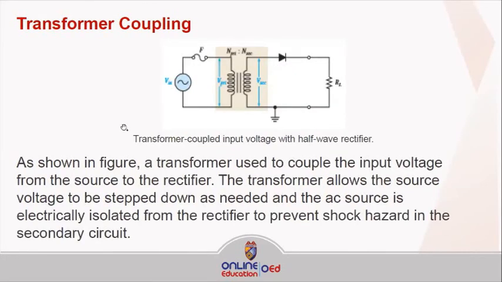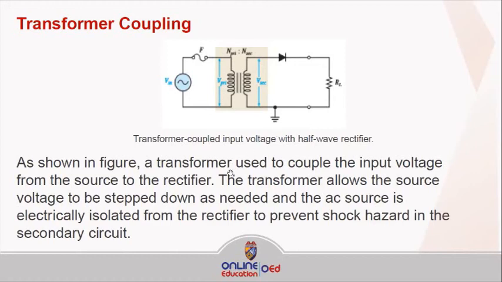Okay, ito naman yung tinatawag nating transformer coupling. Okay, ano ba yung transformer coupling? As you can see, we are familiar with the transformer application. As shown in the figure above, a transformer is used to couple the input voltage from the source to the rectifier. Then the transformer allows the source voltage to be stepped down as needed, and the AC source is electrically isolated from the rectifier to prevent shock hazard in the secondary circuit. Okay, ganito yung application ng transformer.